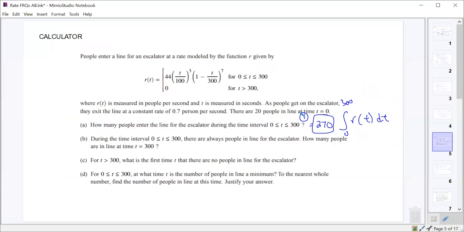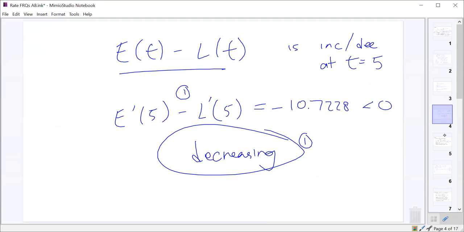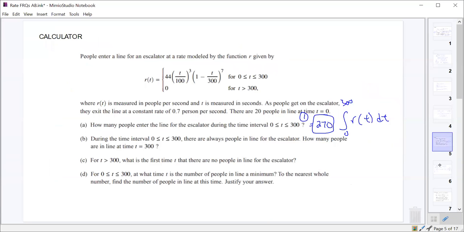We've only got 4 points so far, so part D must be worth 5 points. Oh no. This was worth 2 points. Sorry. 2 points for part A. My fault. 1 for 270, 1 for the integral itself. I don't know why I thought it was just 1 point. So we have 4 points left for part D.